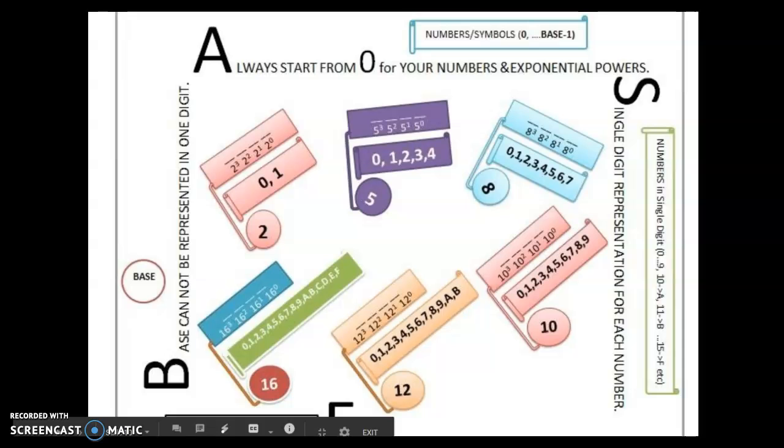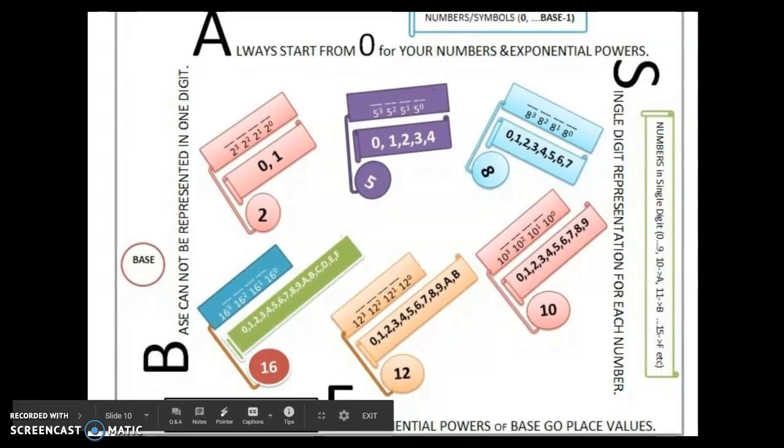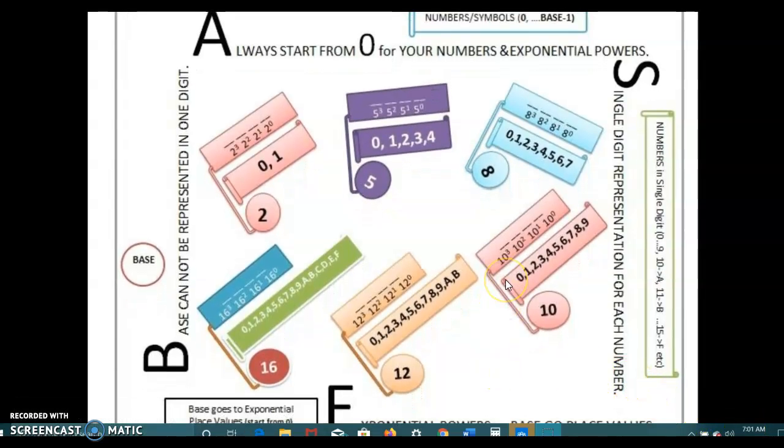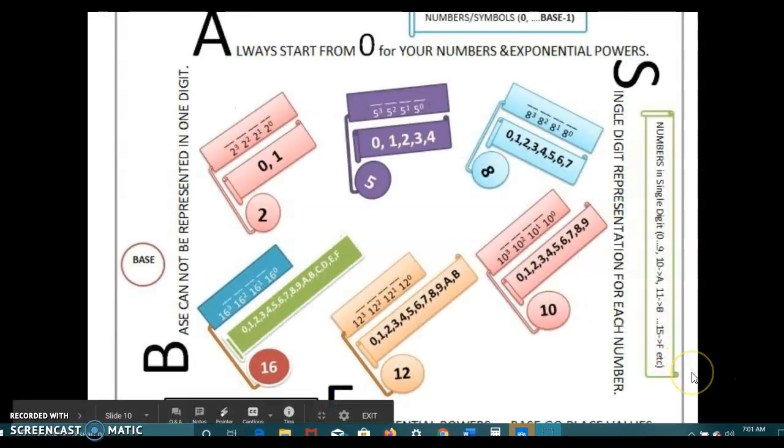And the last one is that exponential powers go to the base. So if I'm in base 16, every exponential power should be 16.